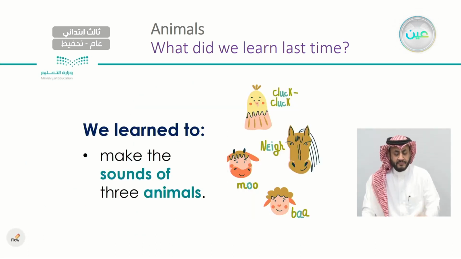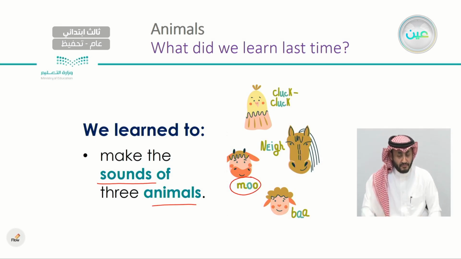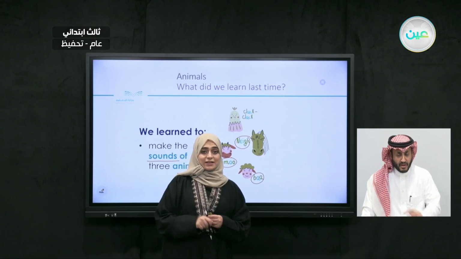Last time we also learned to make the sounds of 3 animals. What sound does the cow make? Moo. Horse? Neigh. Sheep makes the baa sound. Excellent. So let's go over today's objectives.